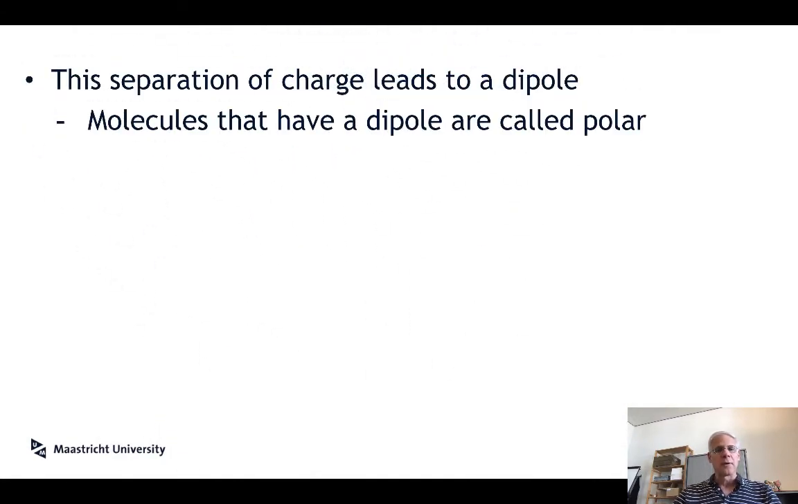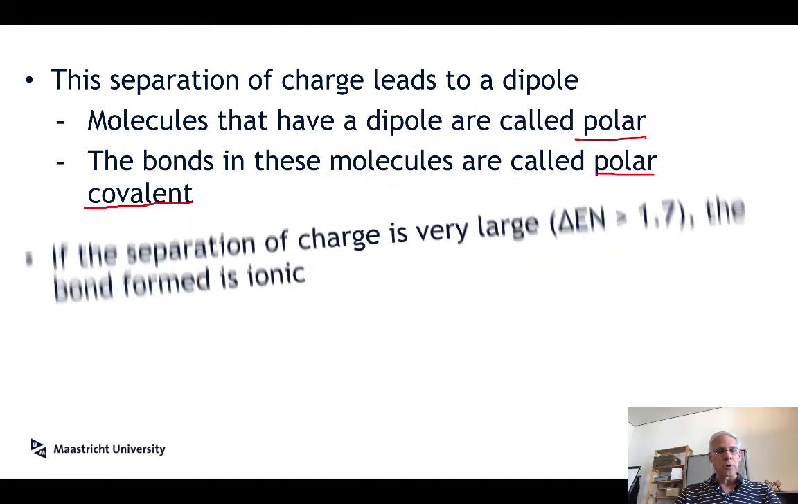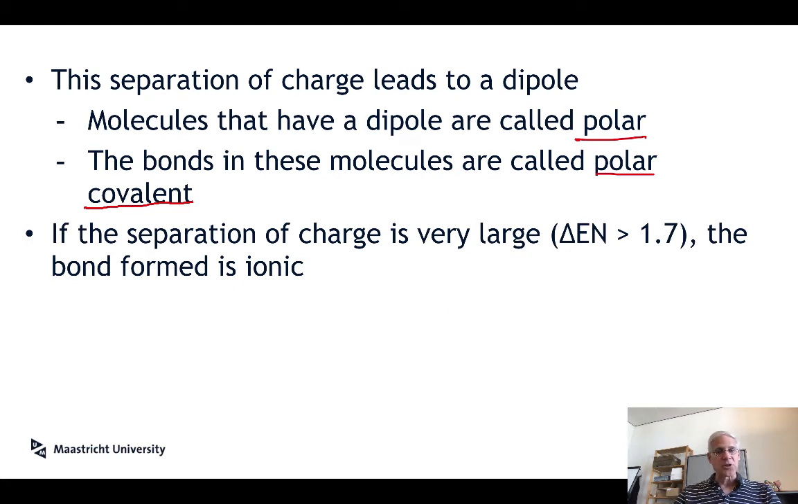We just mentioned that. We do have a term for molecules that have a dipole. We call them polar. Imagine that. The bonds in these molecules are called polar covalent. So we have a few different types of bonds. We have covalent, we have polar covalent, and we have ionic. So polar covalent means that your electrons are still being shared, so it's still a covalent bond. However, they're polar, which means they're not being shared equally, and we have that separation of charge.